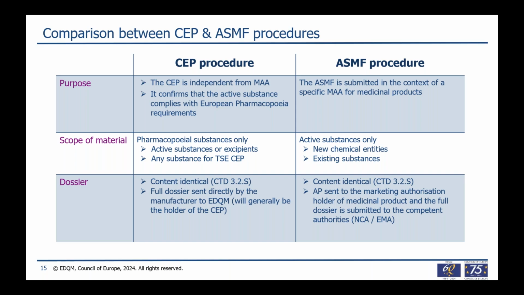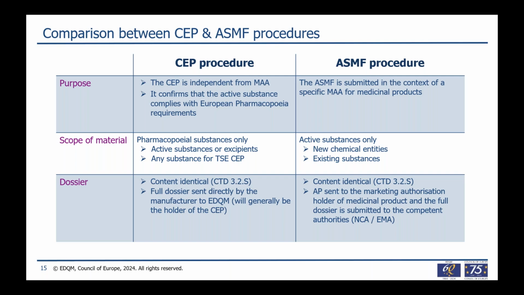Now looking at the scope, as we mentioned earlier, the CEP is intended for existing substance. So if there is no European Pharmacopoeia monograph for a particular substance, it will not be possible to apply for a CEP. By contrast, ASMFs are applicable for both new active substance and existing substance.